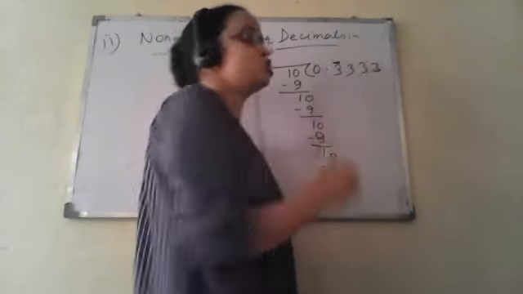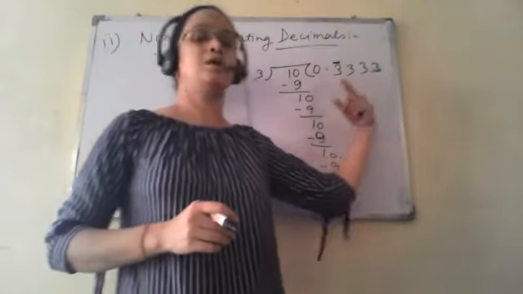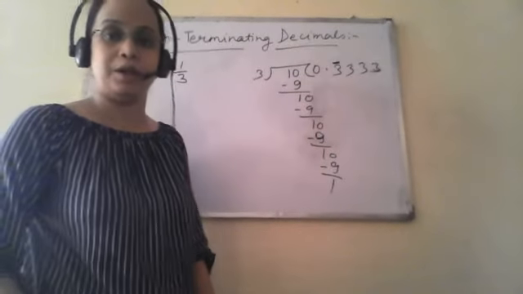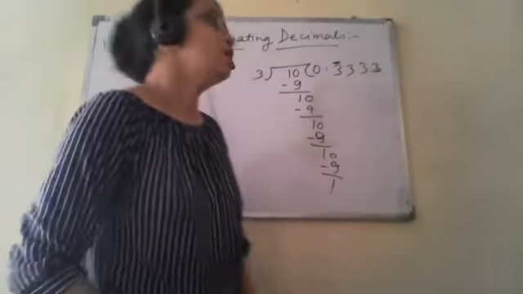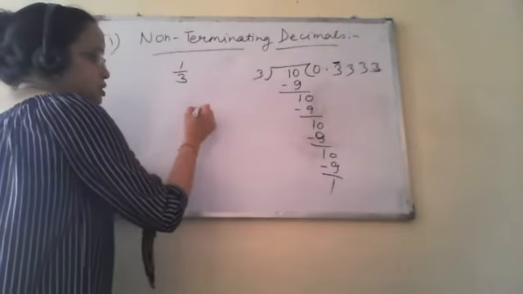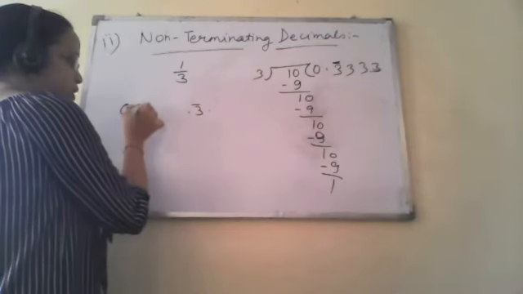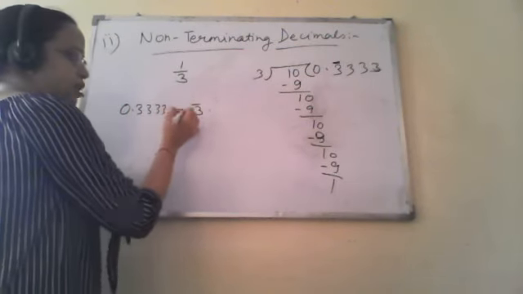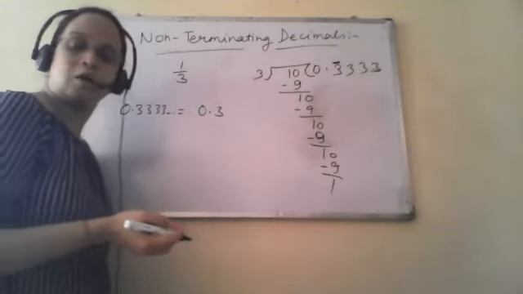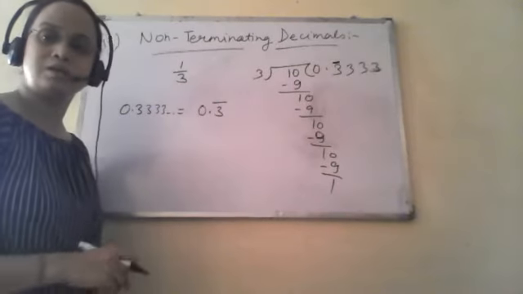So we put a bar. This bar indicates that this digit is being repeated. Okay. So this is an example of non-terminating. In this, the remainder is not becoming 0 and this 3 is repeating after every step. We can write it as 0.333, or we can simply write it as 0.3 with a bar, and how many digits are repeating, we put a bar over them. If the bar is on 3, that means 3 is repeating.